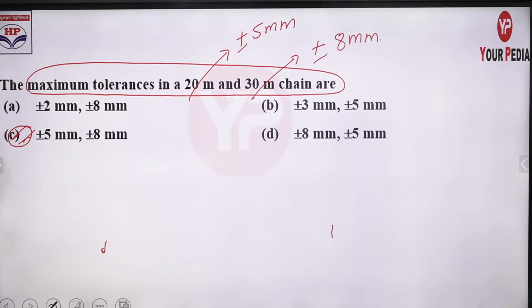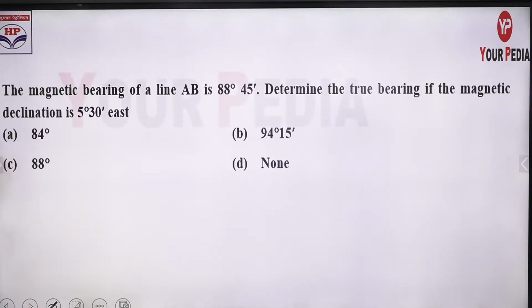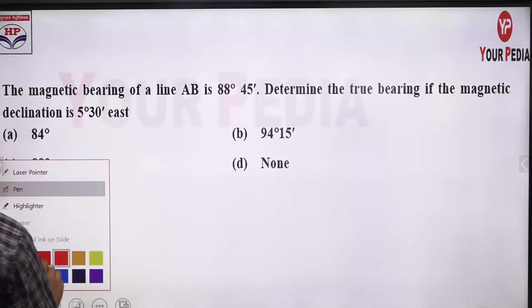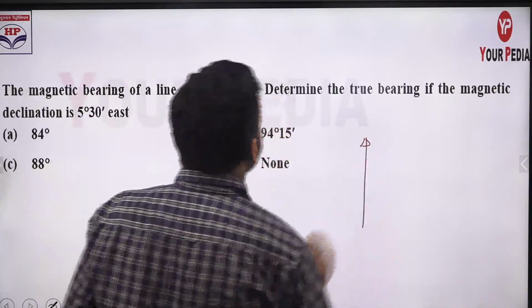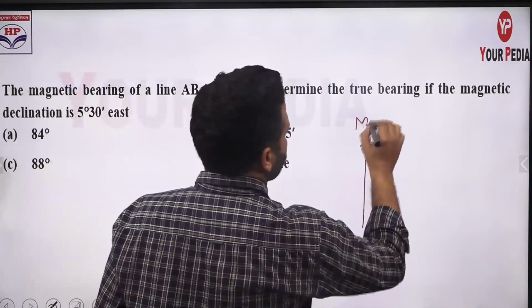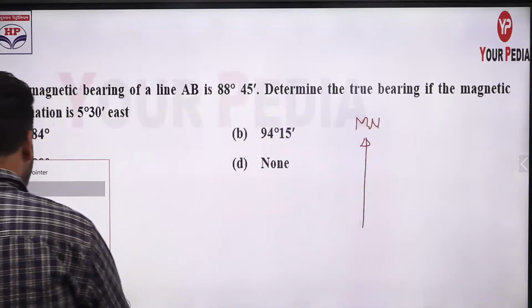Okay. So very basic, very simple question that was asked. So let's proceed with the next question. Okay, in next question, the magnetic bearing of a line AB. Magnetic bearing. Now, guys, just solve this question yourself because this question you already did. The magnetic bearing. So here you have this magnetic north of line AB.